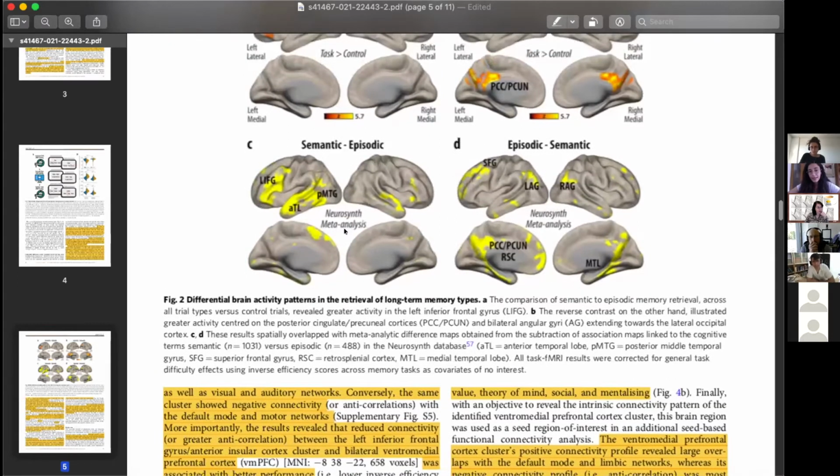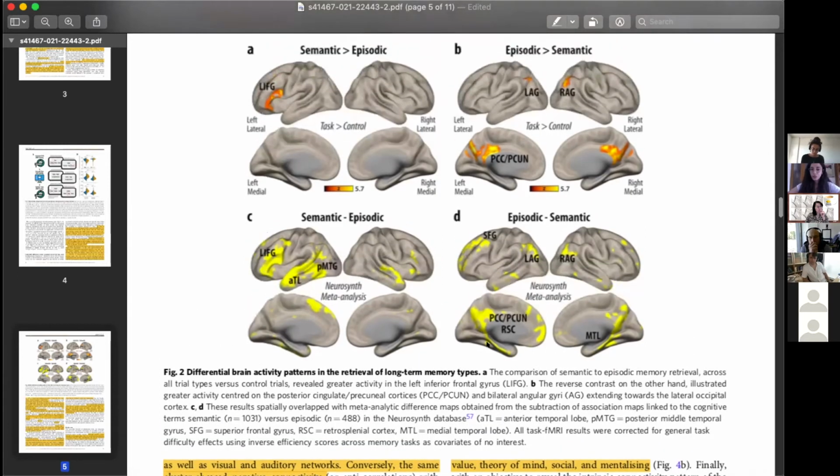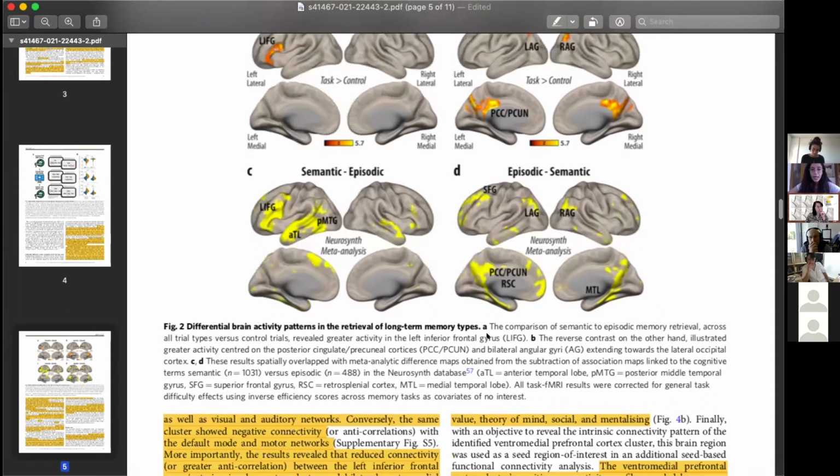They made an overlap, so to confirm whether these results are in line with the literature or not, they took the map of activation and fed it to the Neurosynth meta-analysis, and they saw that the results match the previous literature.